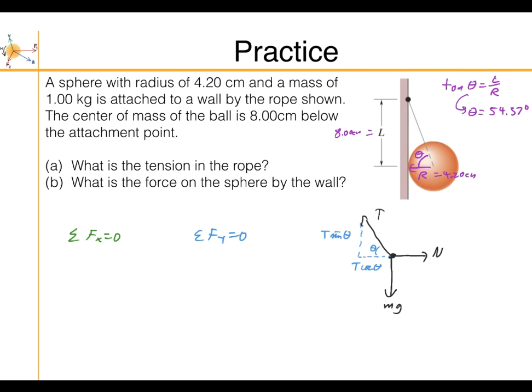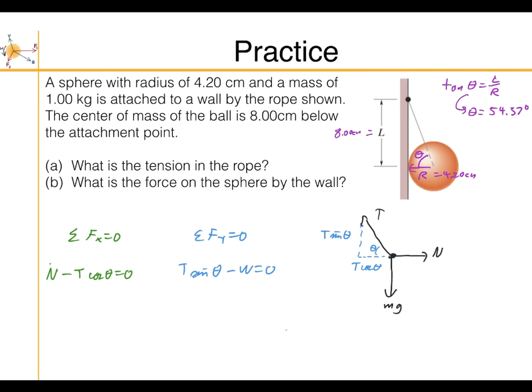So sum of the forces in the y direction, the force upwards is going to be due to tension, right? So it's going to be T sine theta, and then the force downwards is going to be the weight. And for the x component, the positive force is going to be the normal force from the wall. Then there's going to be a force from the tension, T cosine theta, equals 0.